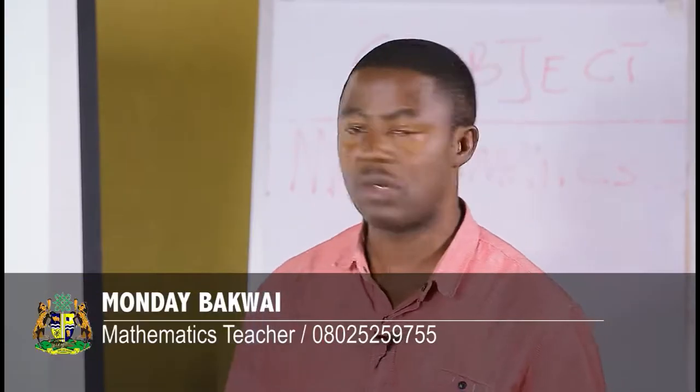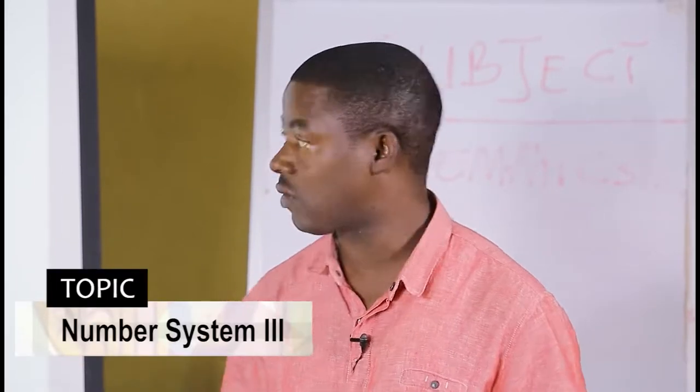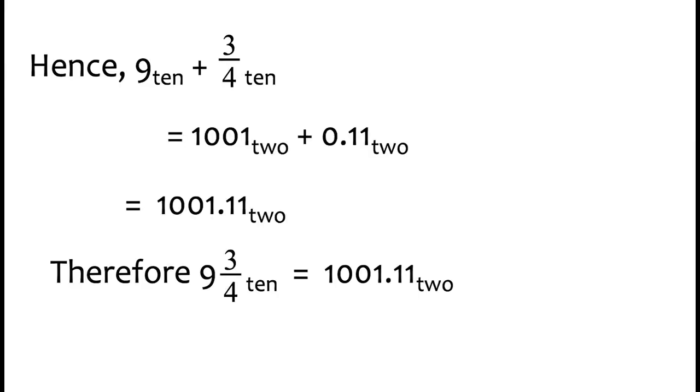So coming now to add them together, because we split the whole number and the fractional part, we'll come back to join them together. 9 base 10 is equivalent to 1001 base 2, while 3 over 4 in base 10 is equal to 0.11 base 2. If you do your simplification very well, 1001 plus 0.11 base 2, the result is 1001.11, all in base 2.